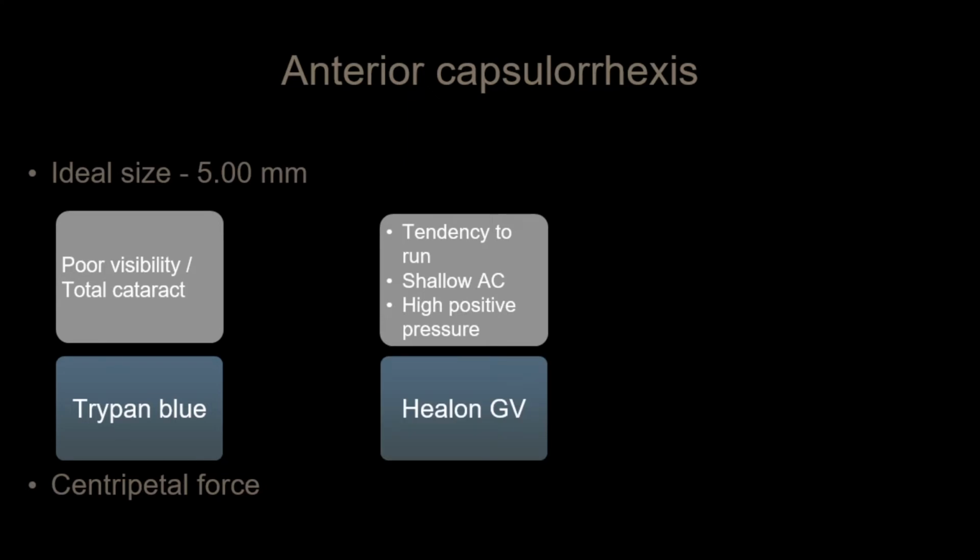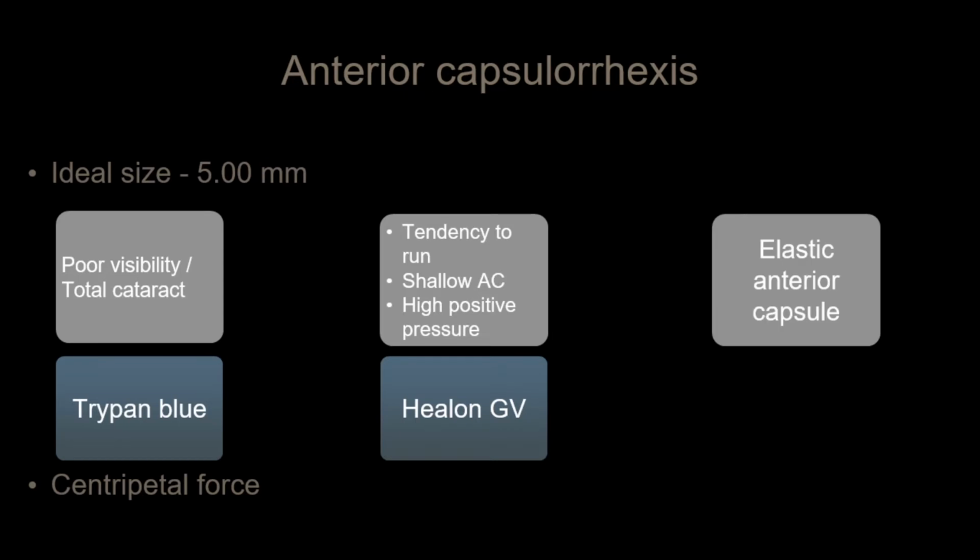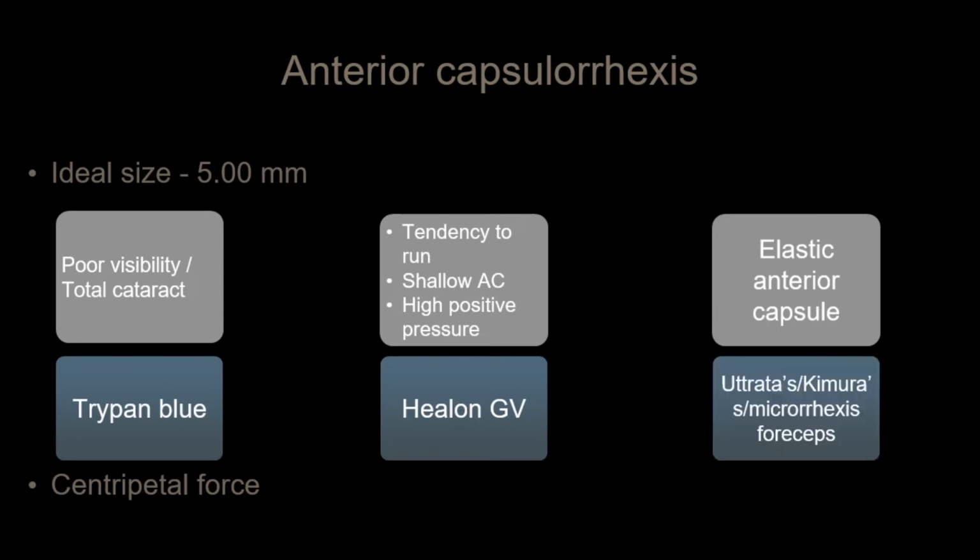So we want to use a high molecular weight viscoelastic substance so that it keeps the capsule down, and it also deepens the anterior chamber. And pediatric cataracts tend to have a curved anterior surface, and it also helps with that. Children have an elastic anterior capsule, so for that we can use utrata forceps, cystitome, or microrhexis forceps. In special conditions, we may also use the vitrector, so that's called vitrectorrhexis.